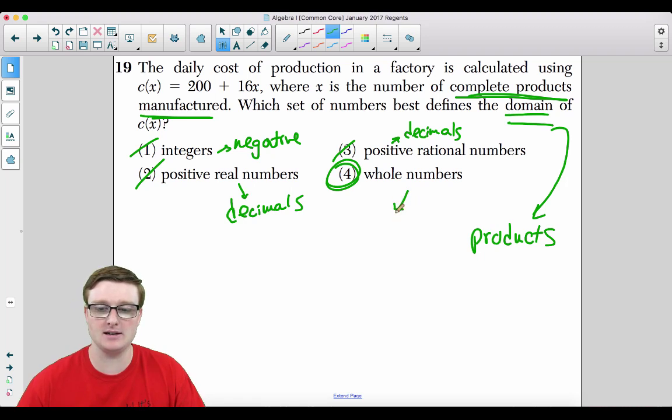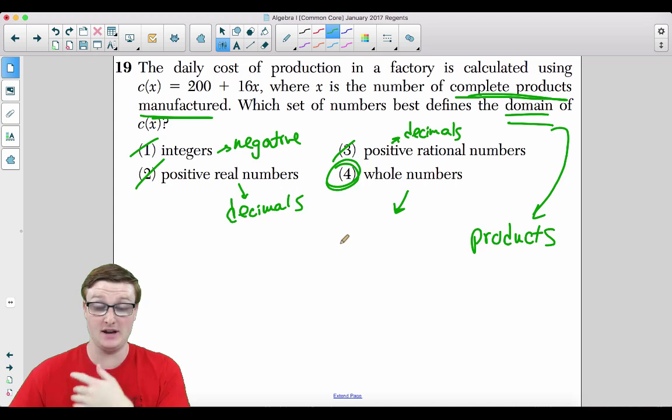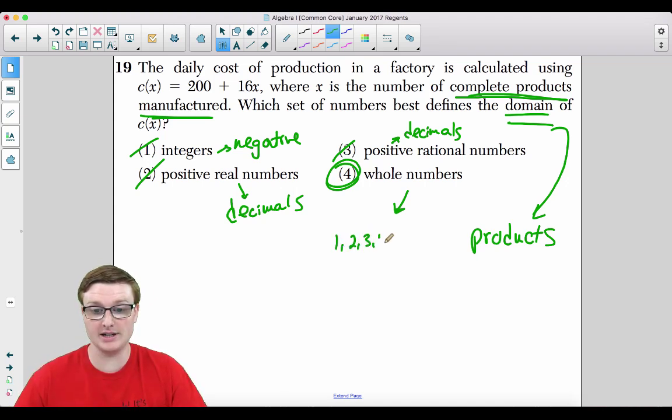Whole numbers could be going from the number 1 all the way up to infinity. So like 1, 2, 3, 4, and so on. Those are complete products that are manufactured. All right, so that's going to be choice 4.